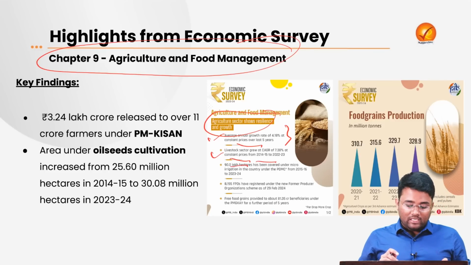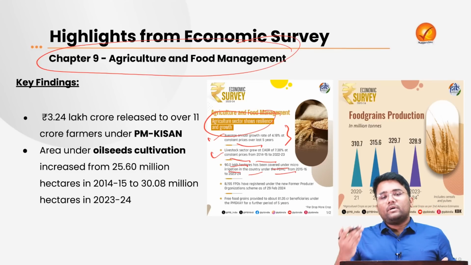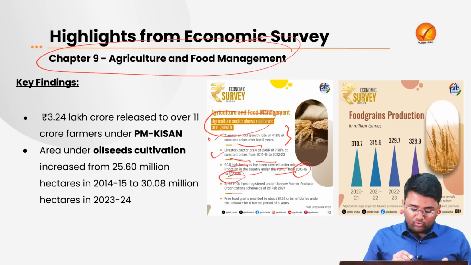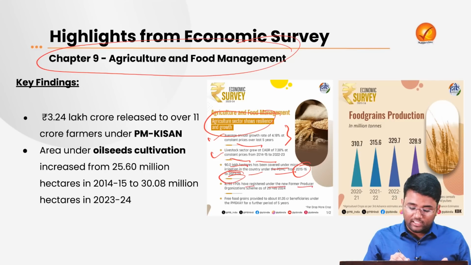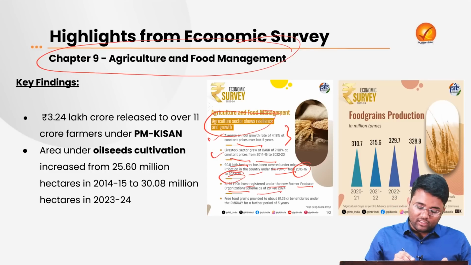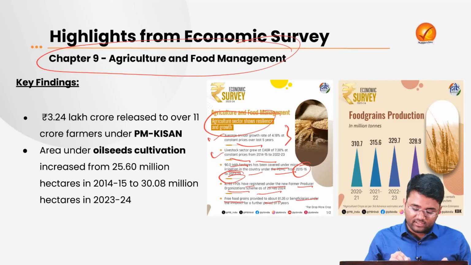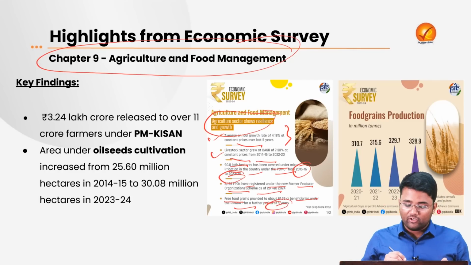Almost 90 lakh hectares has been covered under micro irrigation in the country under the PDMC, that is Per Drop More Crop, from 2015-16 to 23-24. Almost 8,195 FPOs, that is farmer producer organizations, have registered under the new farmer produce organization scheme as of 29 Feb 2024. Free food grains have been provided to almost 81.35 crore beneficiaries under the Pradhan Mantri Garib Kalyan Anna Yojana for a further period of 5 years.